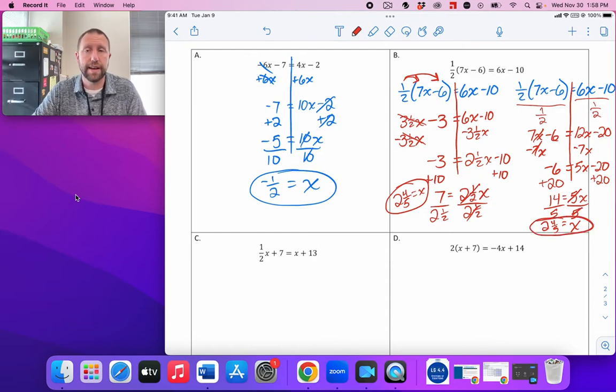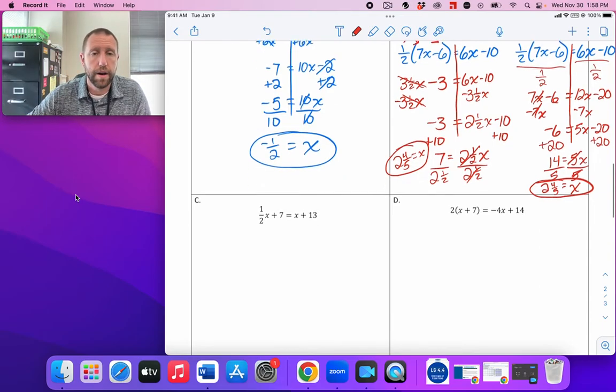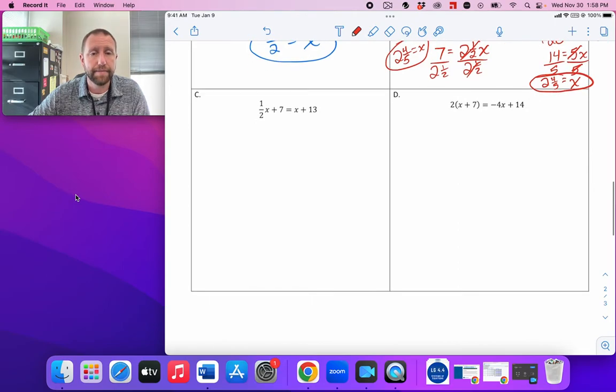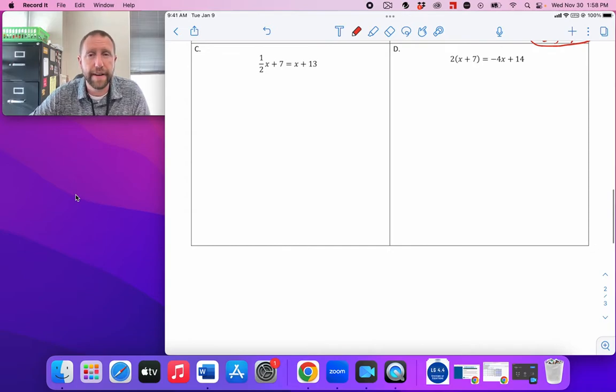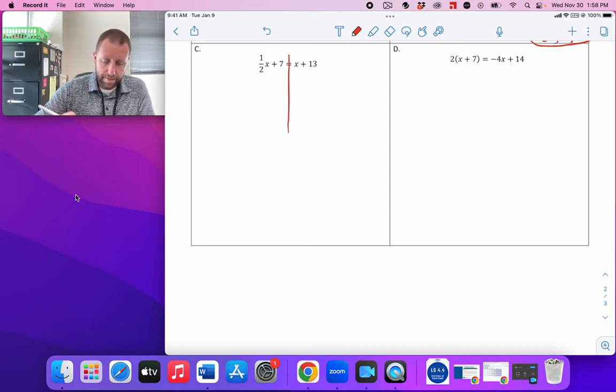I do get the same thing. I just wanted to go over that there are two ways to solve these ones with parentheses. Okay. For letter C, we have the equation 1/2 x plus 7 equals x plus 13. Pause the video. Solve it on your own. All right, let's see how you did.